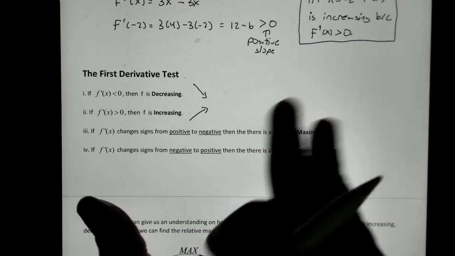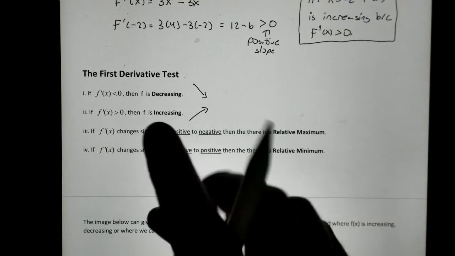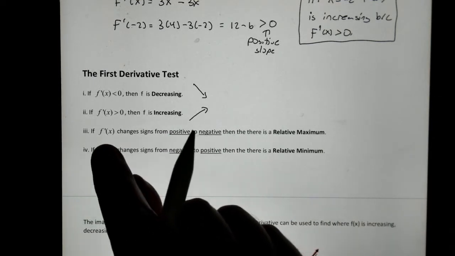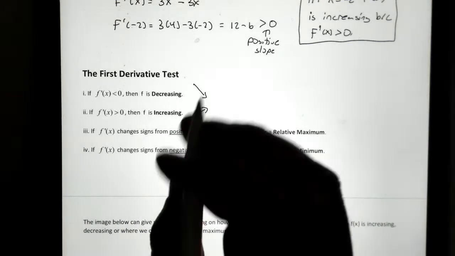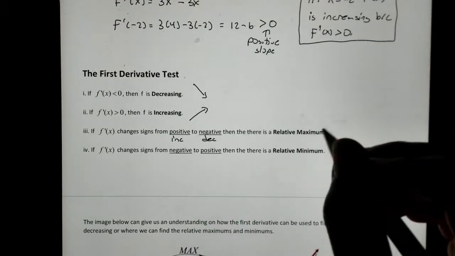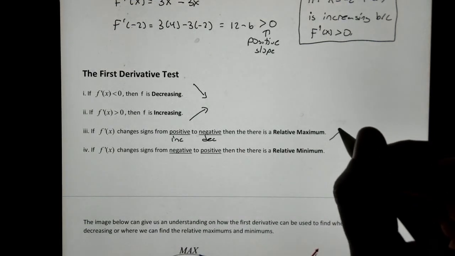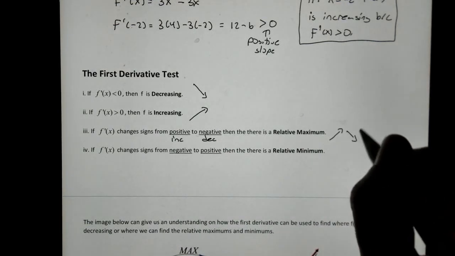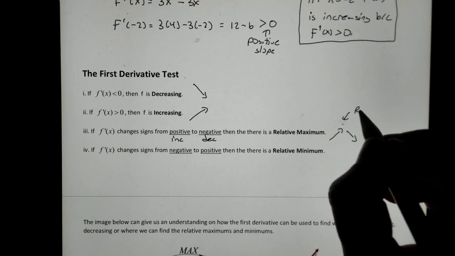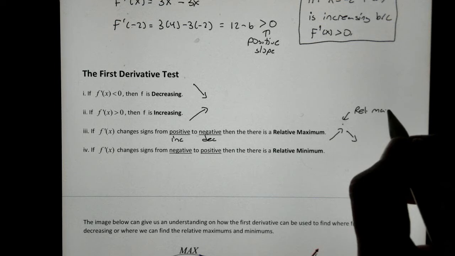Now, there's two more things it tells us. Let's say the derivative is changing signs. Let's say the derivative goes from positive, increasing, to a negative, decreasing. Well, that means we are going up and then we're going down. In that case, this point right here is what we call a relative maximum.